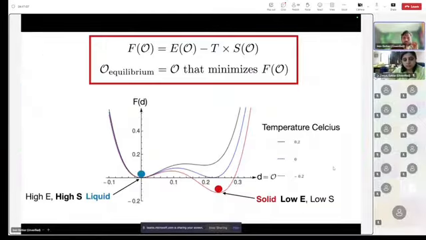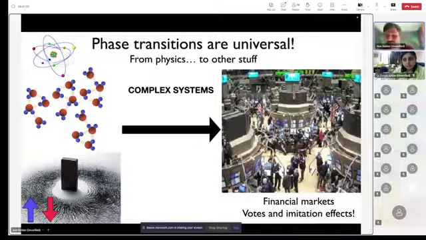Okay, so maybe we can stop there, and what I will show you next is that this vocabulary, these notions, are really universal and can describe financial markets, imitation effects, and of course information processing systems and computer science, as I will show you.